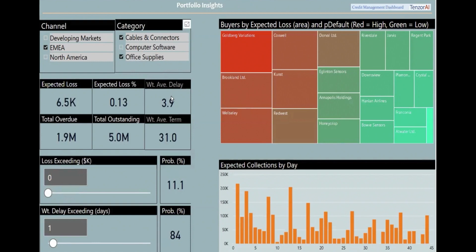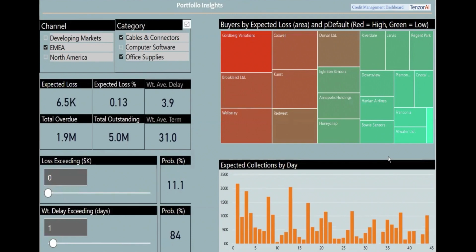If you look just under average delay, you have weighted average terms. That is a pure, simple arithmetic calculation: my average terms on the portfolio are 31 days. What I know from my model is that I'm not going to be paid on average in 31 days. I will be paid in 34.9, because 3.9 will be the average delay. It's also showing me total overdue and total outstanding. If you look at the right-hand side, you have two things that are very useful for understanding the portfolio. The one at the top is a heat map.